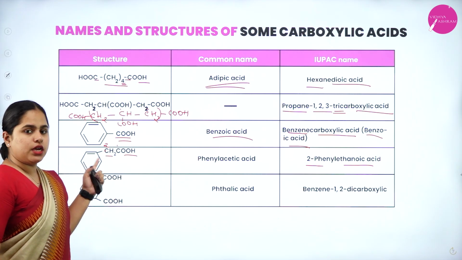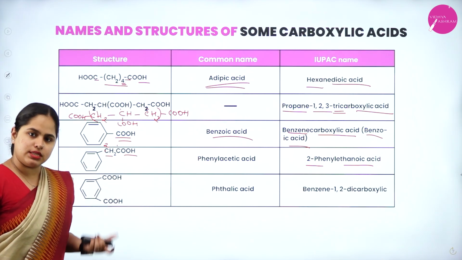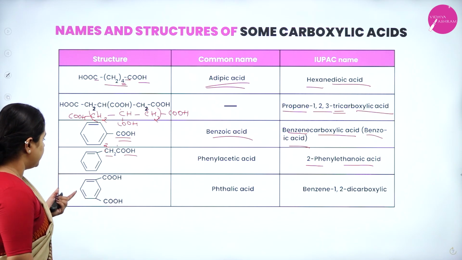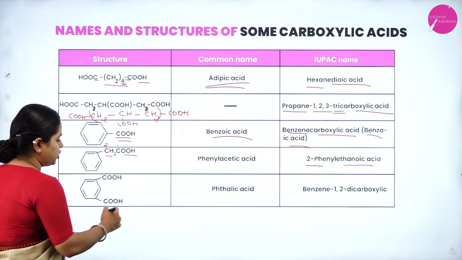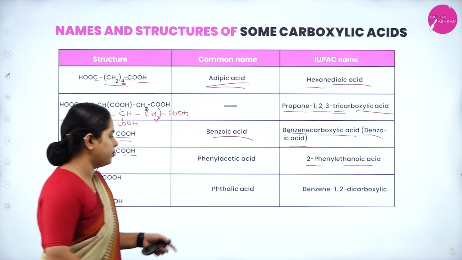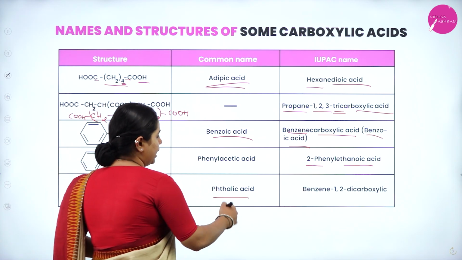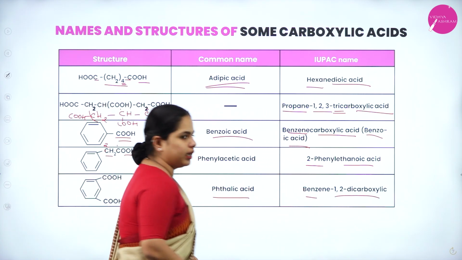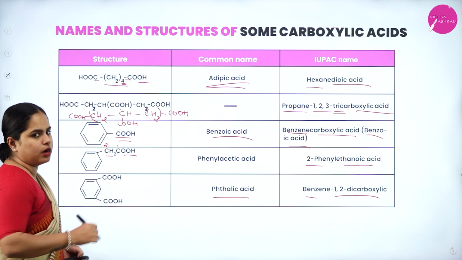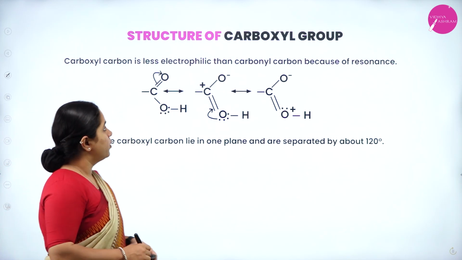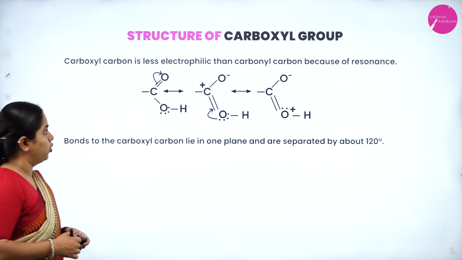So 2 carbon atoms are there in the principal chain, so the word root is eth, so it will be ethanoic acid. The next one is, on benzene you have two COOH, again a dioic acid. It is called phthalic acid, and it is benzene 1, 2 dicarboxylic acid. On the first and second carbon atoms you have them. Clear? Now moving on to the structure of the carboxyl group.